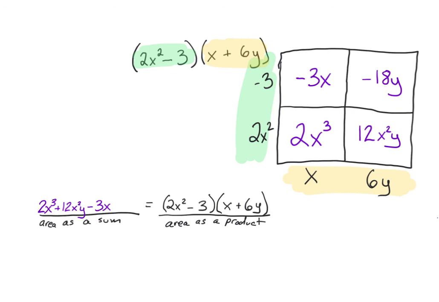And last but not least, negative 18y. There are no other terms in this area model with just a y, so I add that to my area as a sum. In this case, there were no like terms to combine, so my area as a sum is just 2x to the 3rd power plus 12x squared y minus 3x minus 18y.